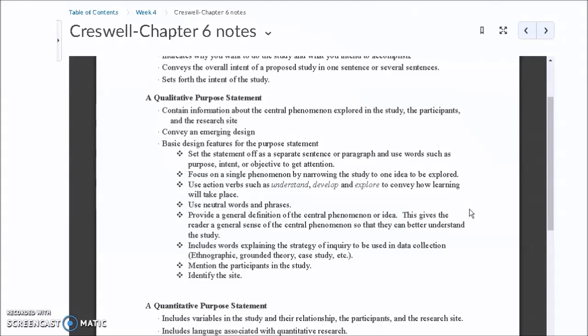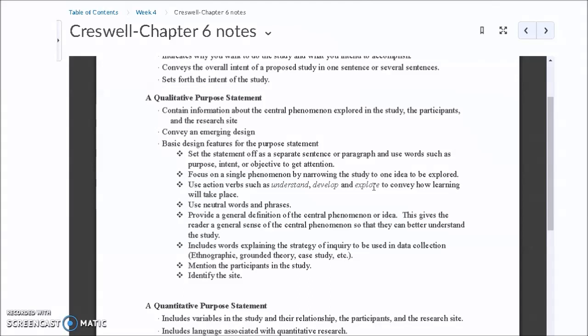It was a very good statement for you guys to look at. One of the things is to use action verbs such as understand, develop, explore, examine. So I would say the purpose of the study is to explore the elementary students' understanding of fraction through the use of whatever you want to say.